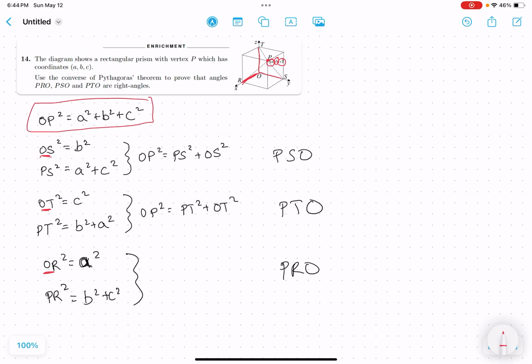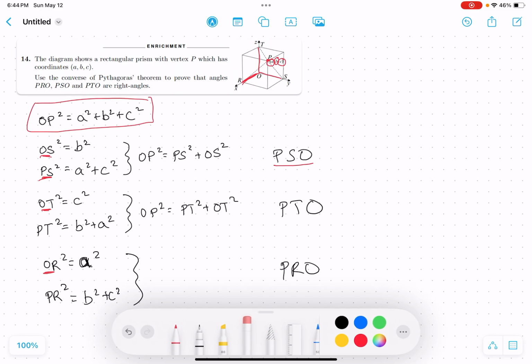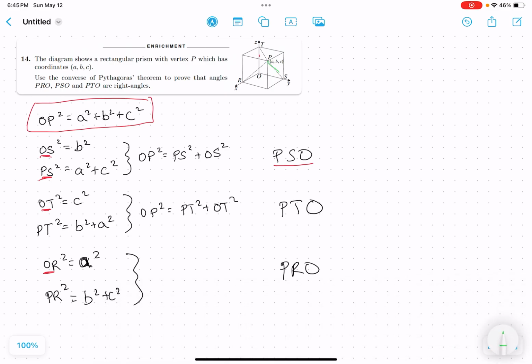Now, if I want to show that PSO, for example, is a right-angle triangle, then I need to look at that triangle and see what else I have. Let me rub that out so you can see. Okay, so I'm looking at PSO. We know OS already, we know side OS.